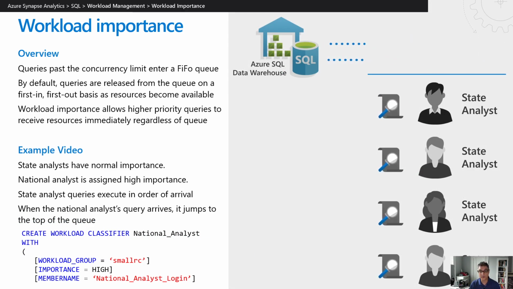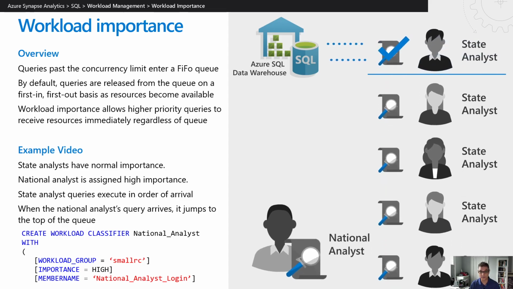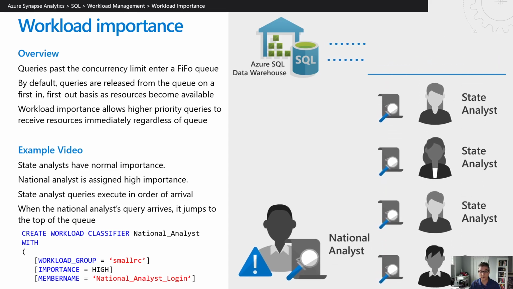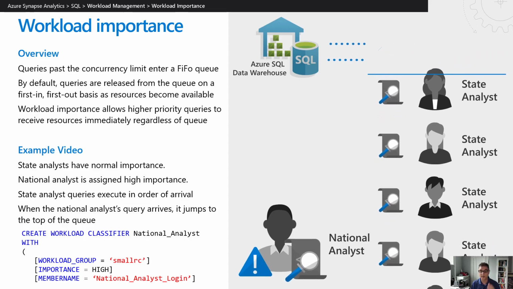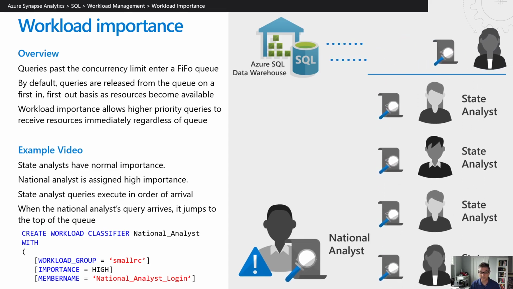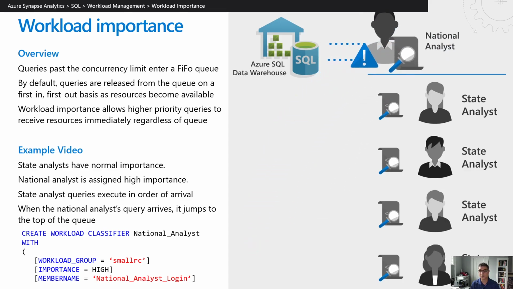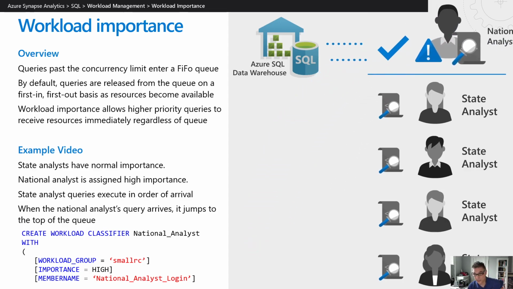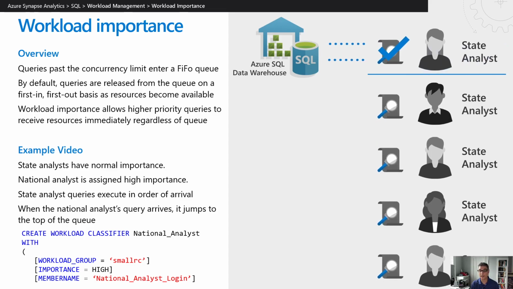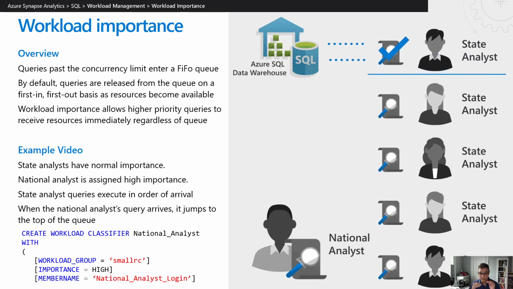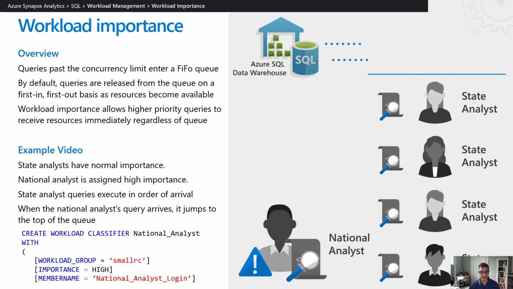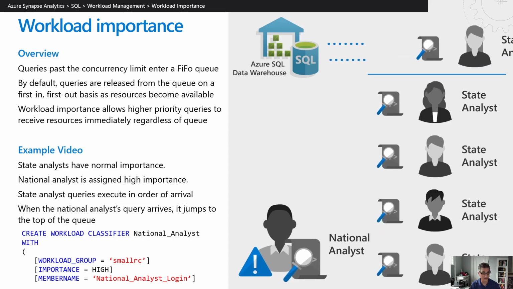The one thing you can specify is importance. So if I have a number of people that are running queries, they're queued up. If somebody comes along, in this case a national analyst, who has a higher importance level than a state analyst, he will sort of skip the line and will go ahead of those other ones in the queue. So it's a great way to have somebody's query run immediately, as opposed to waiting, if they have a higher importance need.